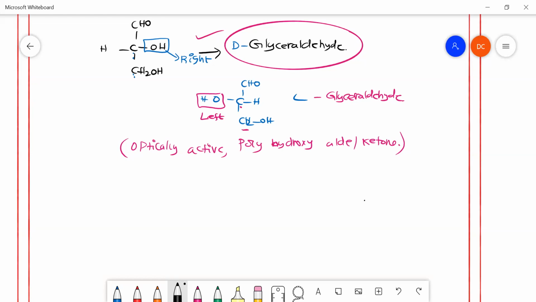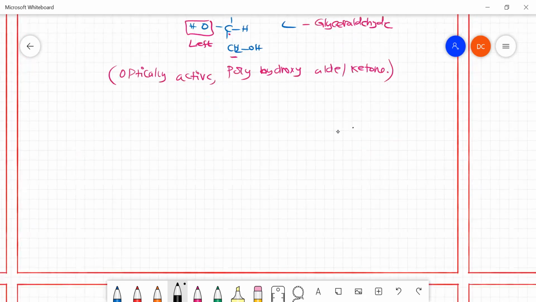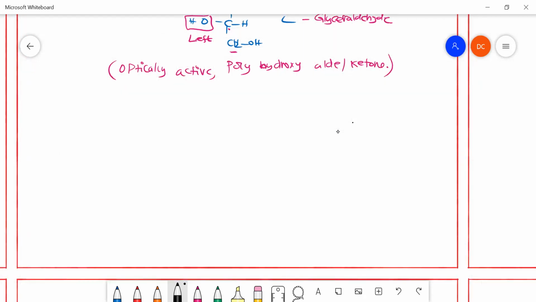A very important thing: some studies confirm that glucose is not a straight chain molecule. So there are failures of the straight chain structure of glucose. Some of the studies confirm glucose is not a straight chain compound. So what are they? Let's check one by one.